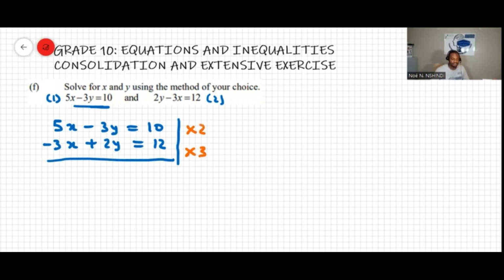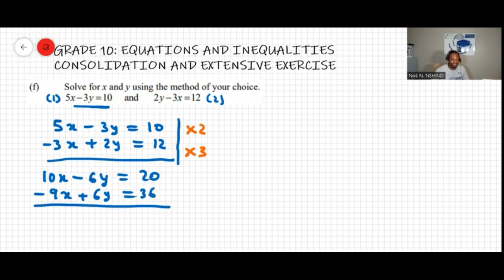So the equation would become 10x minus 6y equal to 20. And then the other one will be negative 9x plus 6y equal to 36. Now, if I add the two equations, 10x minus 9x is x, and negative 6y plus 6y cancels out. So x will be equal to 20 plus 36, which is 56. That's the value of x.